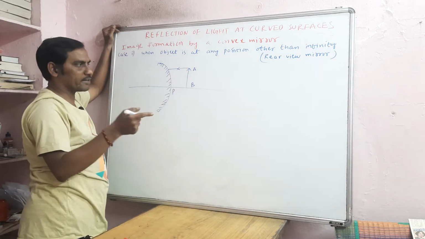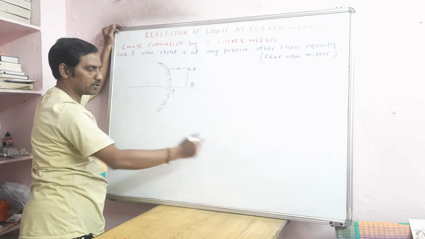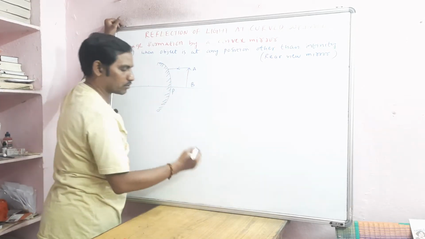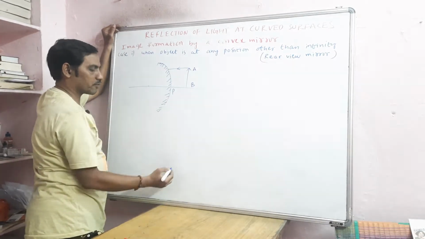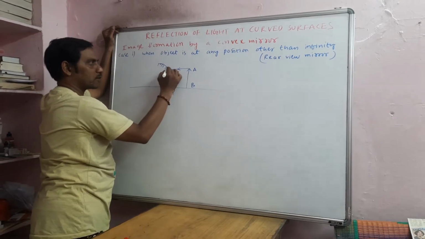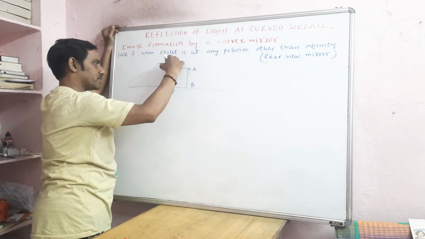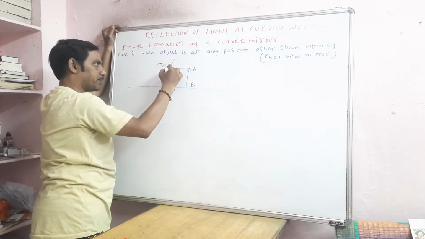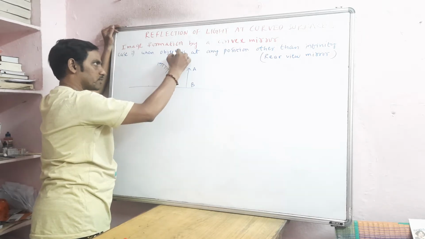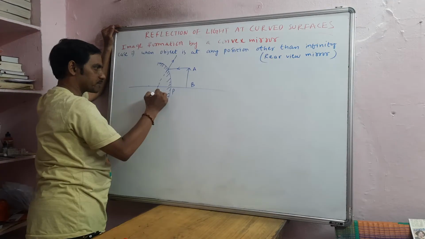In the infinity case, there is no need to draw even the object AB. Simply draw parallel lines. I will explain that afterwards. For now, understand this. The light ray which comes parallel to the principal axis will go like this. The reflected ray will appear to come from the point F here, right?